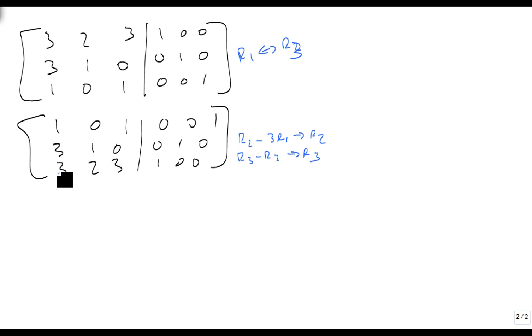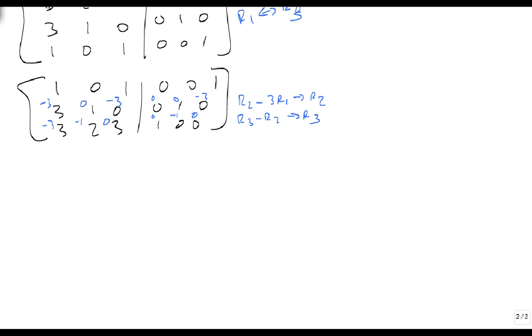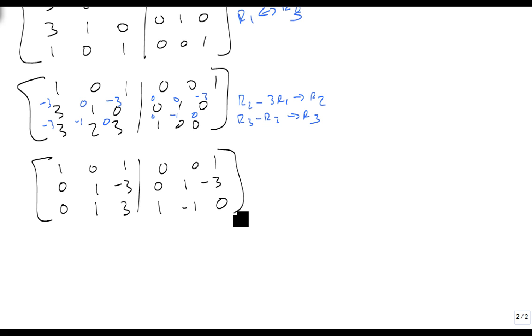So I'm going to start by getting a minus 3, 0, minus 3, 0, 0, minus 3, and here I'm going to get a minus 3, minus 1, 0, 0, minus 1, 0. All right, this is now set up: 1, 0, 1, 0, 0, 1, then 0, 1, minus 3, 0, 1, minus 3, and a 0, 1, 3, 1, minus 1, 0. So my second step is ready.